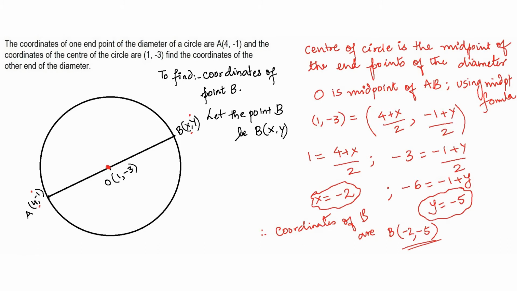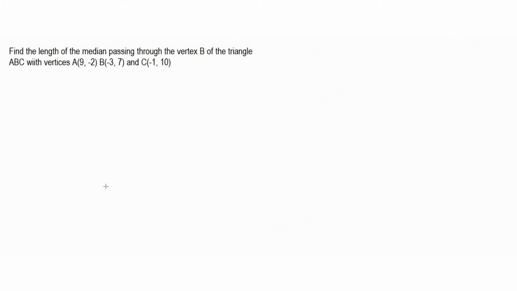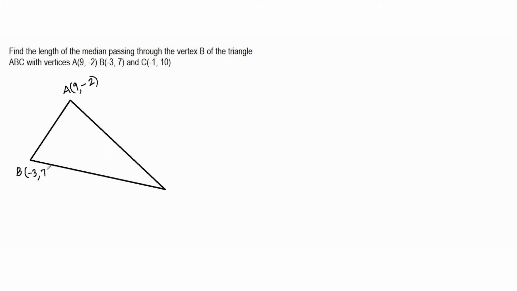Moving on to the next question. Let's take up the following question. Find the length of the median passing through the vertex B of the given triangle. So let us draw the triangle. We have the vertices A of 9, minus 2, B of minus 3, 7, and C of negative 1, 10.